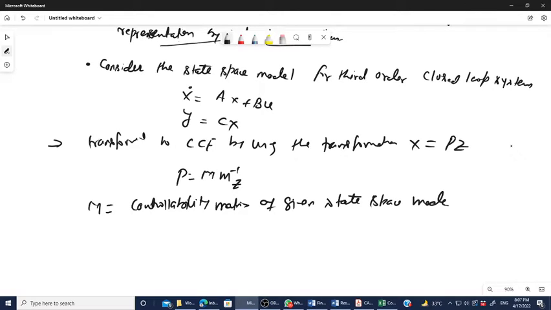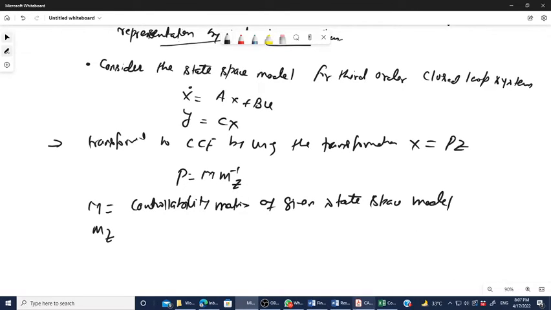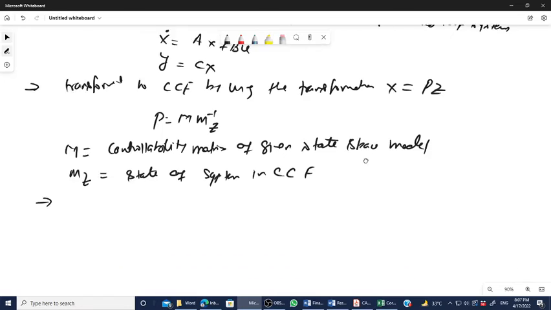However, Mz is equal to, you can say, the state model of the system in controllable canonical form.